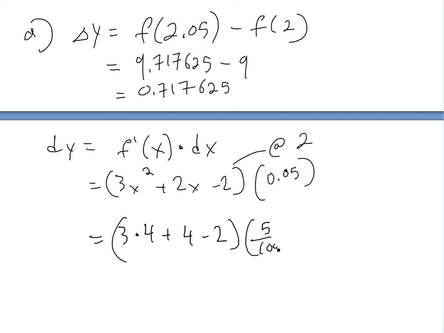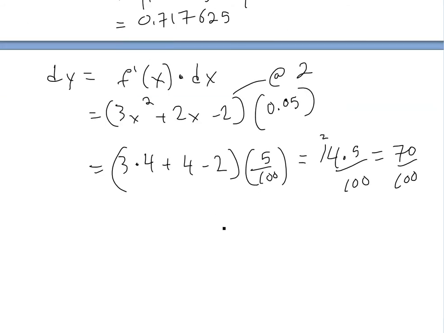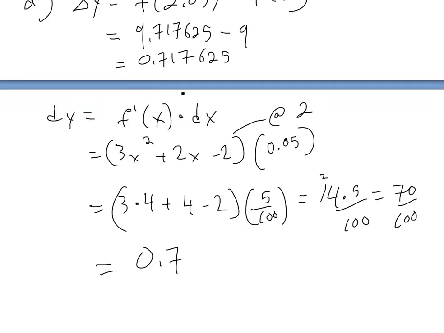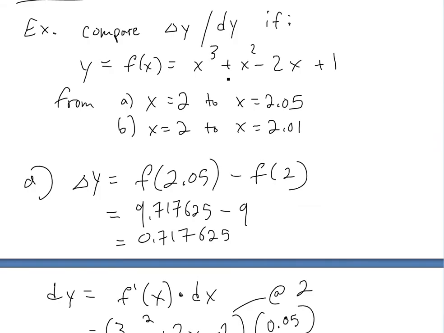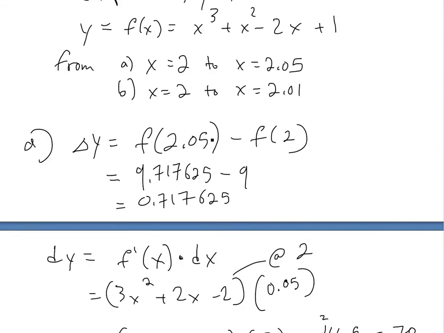This is just 5 over 100, so it's 14 times 5 over 100. 5 times 4 is 20, plus 5 times 1 is 7 tens, so we have 70 over 100. And this is equal to 0.7. As you can compare, it's a bit off from there, but it's pretty close. And this one we didn't actually have to use a calculator; you could have done it by hand, but it's much longer.